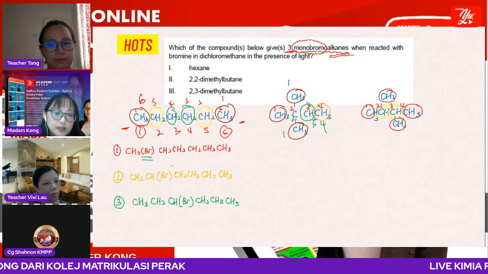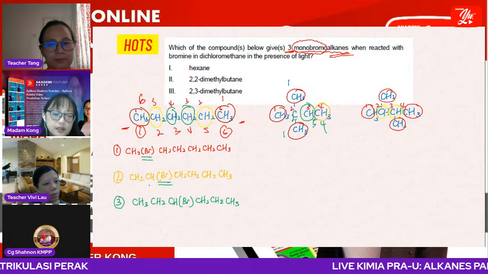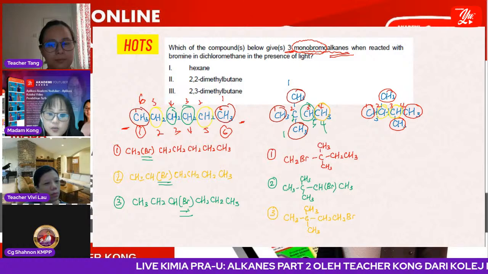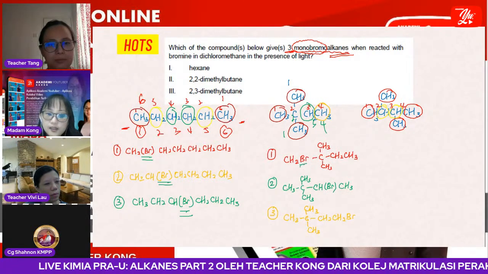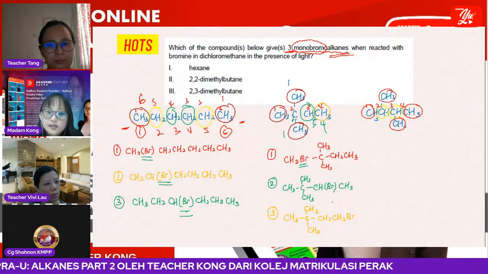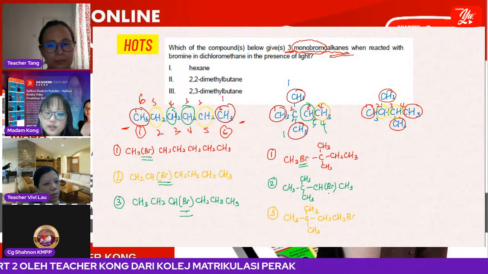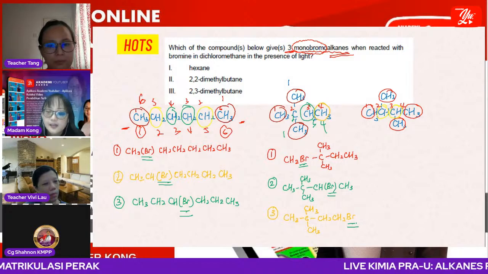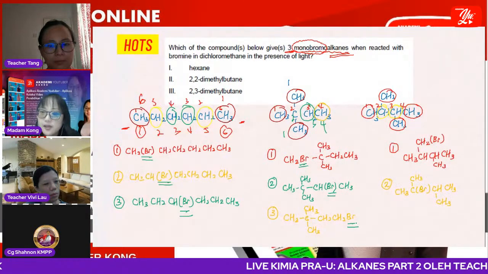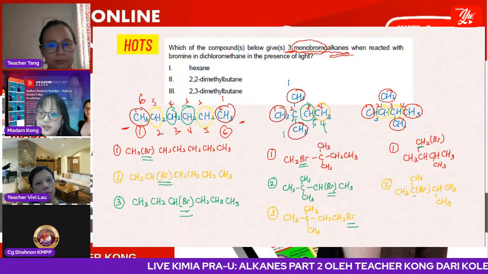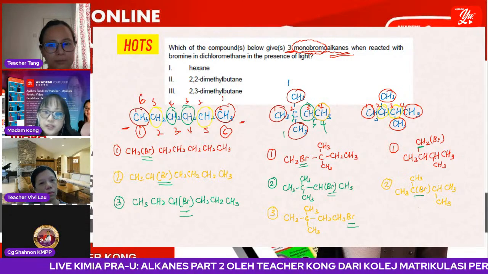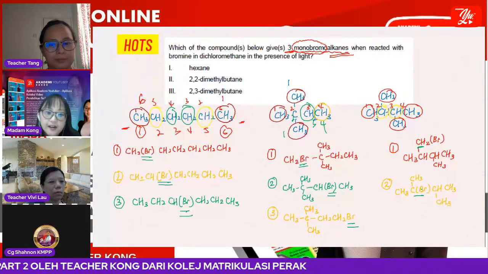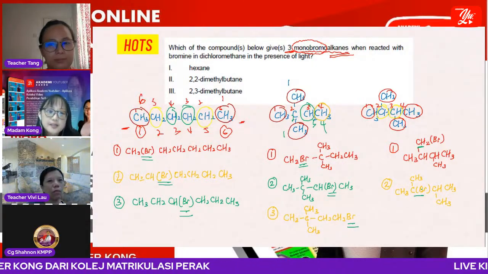Okay, at C1. This is the second one at C2, this one at C3. Okay, and then this one at C1. Okay, and then this one at C3. This one at C4. Okay, and then this one, C1. Okay, this one at C2. So you should know already, right? So which compound can form 3 monobromoalkane? Okay. Next question I would like to ask.